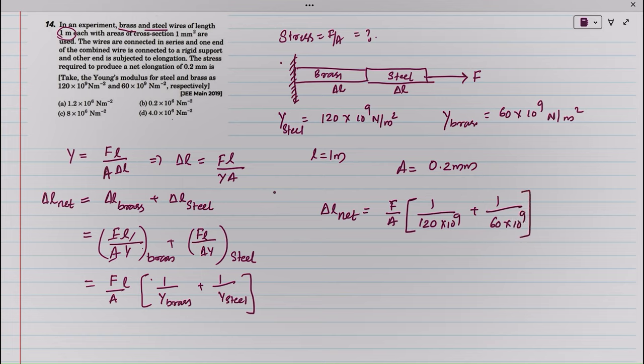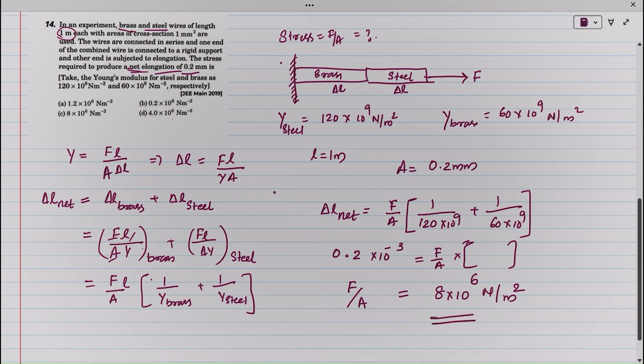And we have ΔL equal to the net elongation. It is given that the net elongation is 0.2 millimeter, that is 2 × 10⁻⁴ meter, equal to F by A into this. And we have to find the stress, that is F by A. On calculating this, we get 8 × 10⁶ newton per meter square. So option C is the right answer. This is the stress produced.